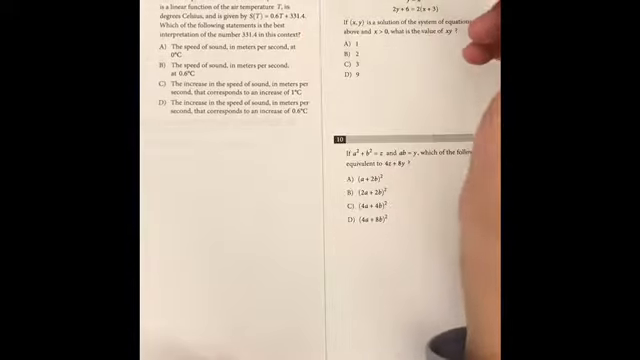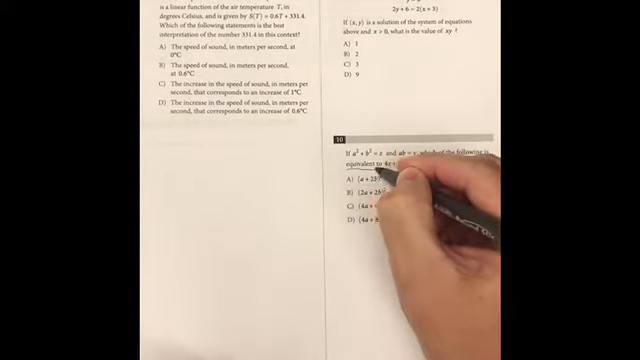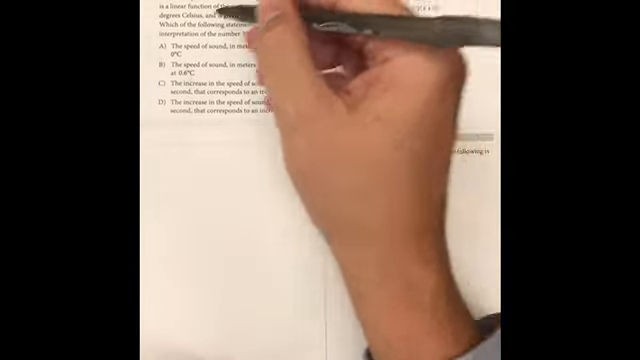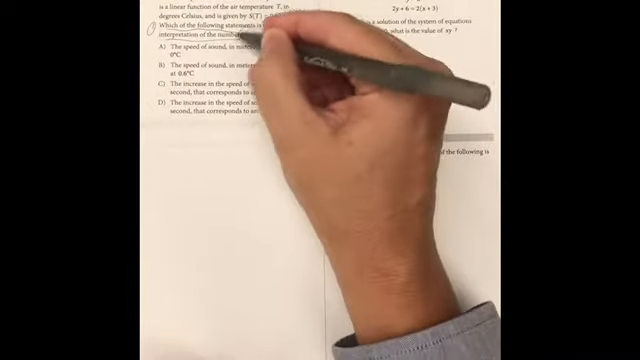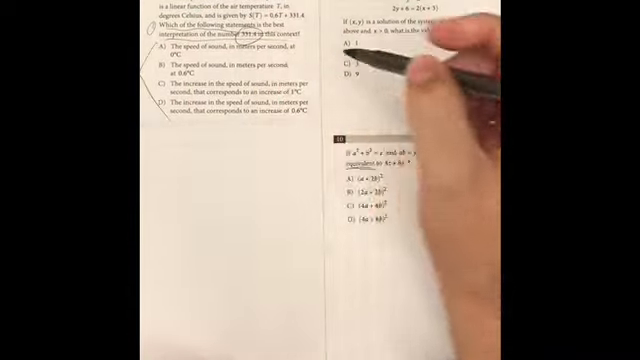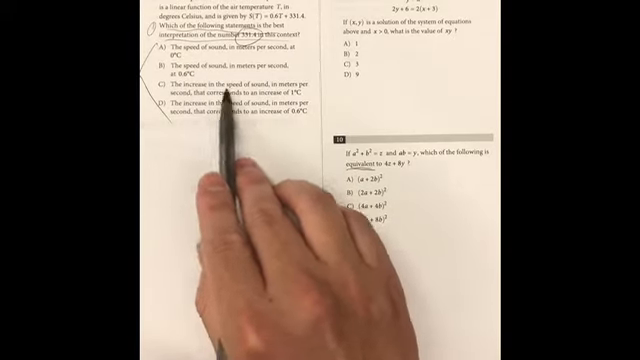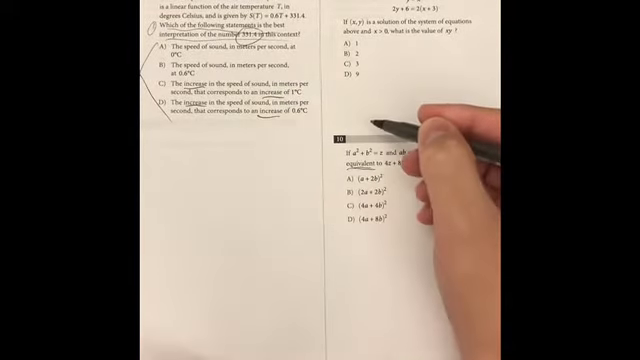Next couple really quick. Here's the equivalent one I was trying to show you a second ago. I'll do that one in just a second. Immediately, first step 1, what's the question? Which of the following statements is the best interpretation of the 331.4? I'm looking here. Speed of sound at 0, speed of sound 0.6. Increase, that's a slope word.